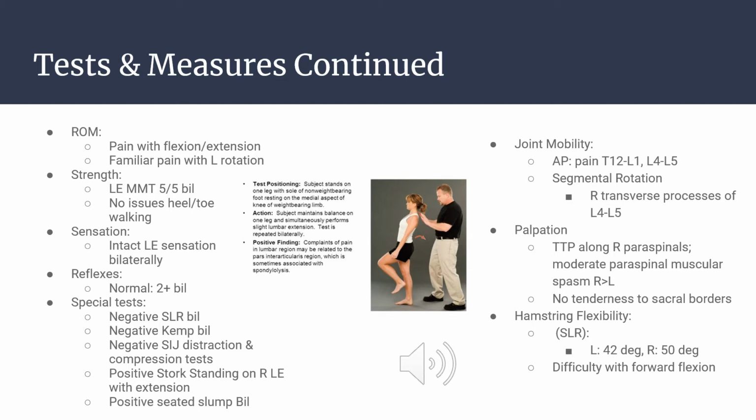If we go on to special tests, he had negative straight leg raise tests. So I know that there's no neurological involvement there or no dural tension. A negative Kemp bilaterally, so there's no nerve root compression going on. And then a negative sacroiliac joint distraction and compression test. So there's no sacroiliac instability or referred pain there.